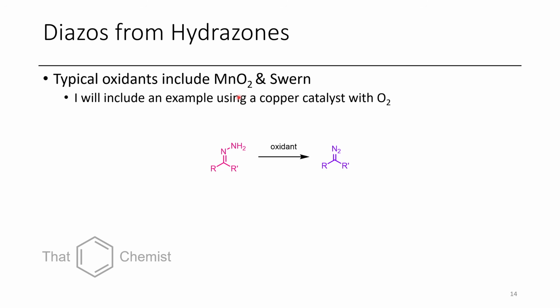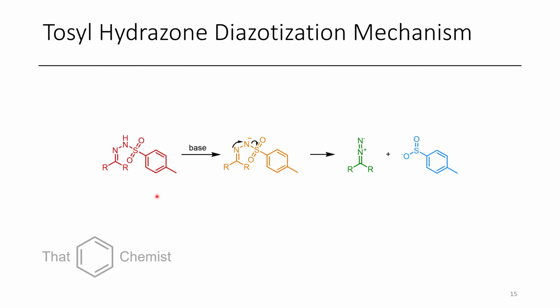Typically this would be manganese dioxide, although Swern oxidation conditions typically work for this as well. And I'll include one example later on where we can see a copper catalyst used in the presence of oxygen as an alternative way to oxidize this. So the tosyl hydrazone method is a little bit better.